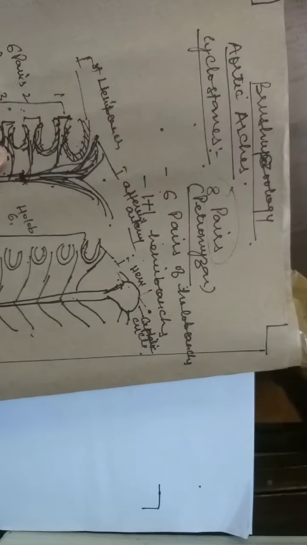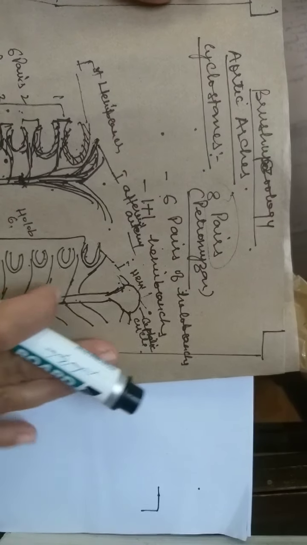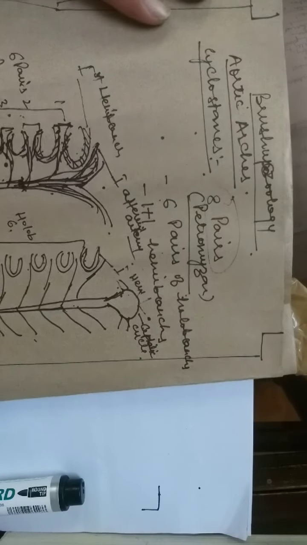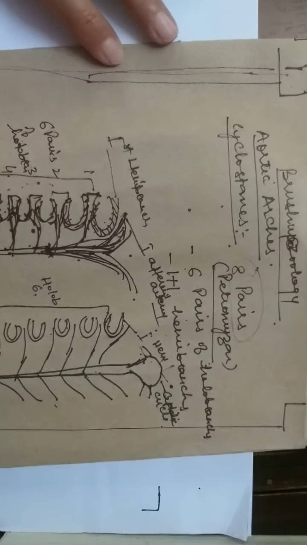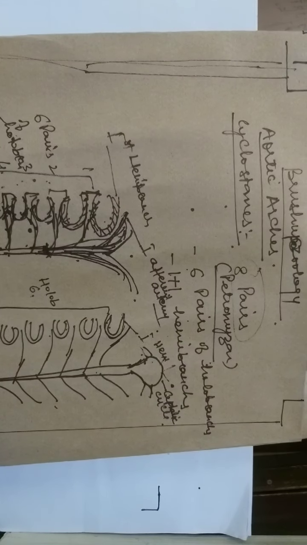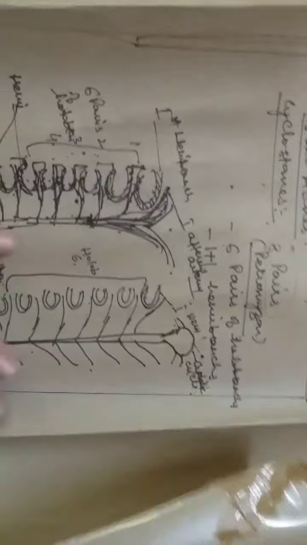Now, in today's lecture, we would be talking about the aortic arches basic plan in case of Petromyzon, the cyclostome. There are 8 pairs of aortic arches in case of Petromyzon, out of which 6 pairs are the holobranchs.